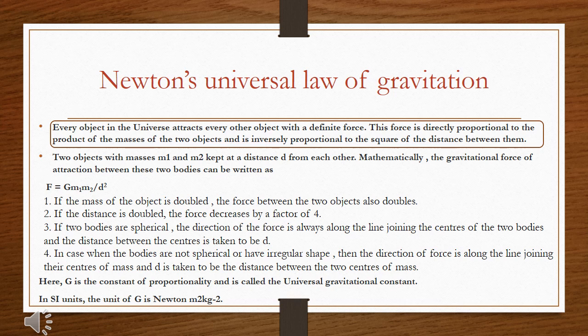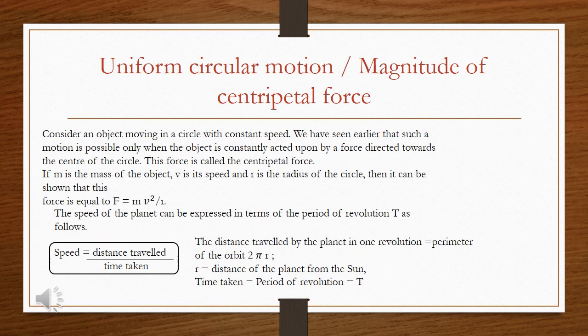So what is the SI unit of G? We will get the unit of G as Newton into meter square into kilogram raised to minus 2. That means Newton meter square per kg square, or into kg raised to minus 2. This is the unit of capital G.